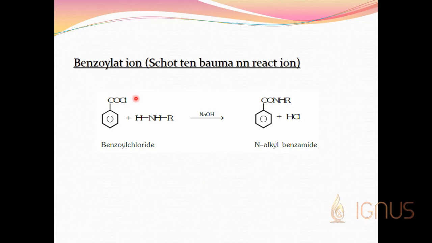Benzoylation. Here, in place of acetyl chloride, they use benzoyl chloride. If we treat benzoyl chloride with amine, you'll be getting alkyl benzamide with the liberation of HCl. Here also, this RNH2 will act as a nucleophile and attach to this CO and expel out the Cl to give RCONHR with the liberation of HCl. Just note down this reagent, benzoyl chloride, and the product.